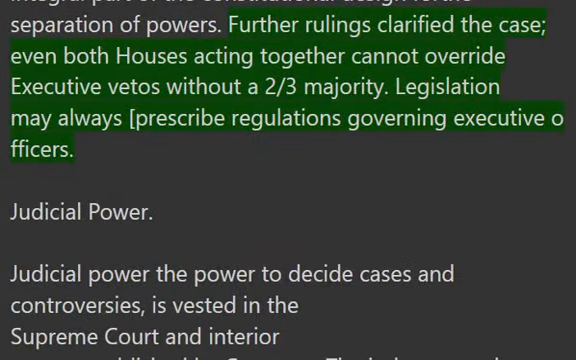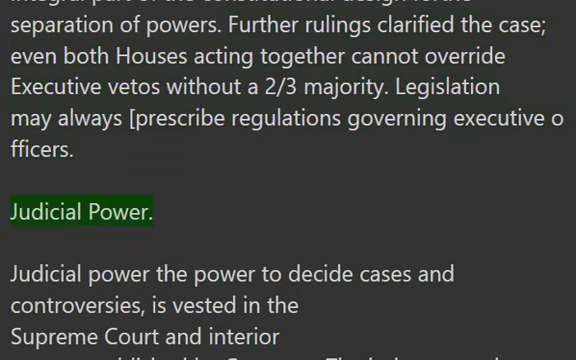Further rulings clarified the case. Even both houses acting together cannot override executive vetoes without a two-thirds majority. Legislation may always prescribe regulations governing executive officers.